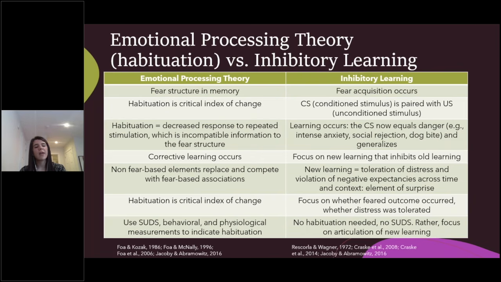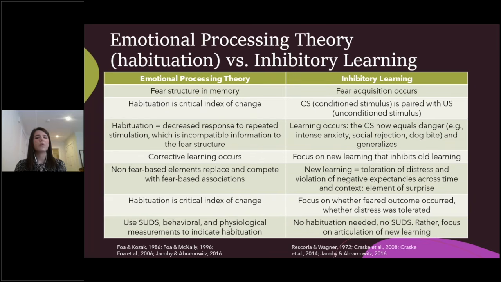We also have behavioral measurements. Those are things like, is the patient leaving the room? Are they shaking? What do they look like behaviorally? And then there are physiological measurements as well, which are things like measuring heart rate, skin conductance, and things like that to indicate habituation.